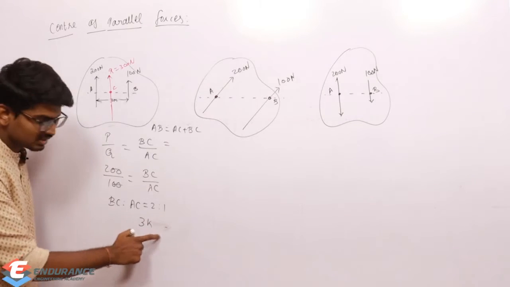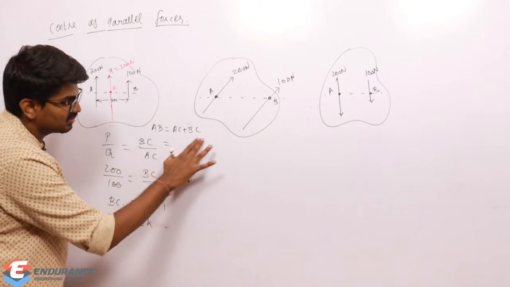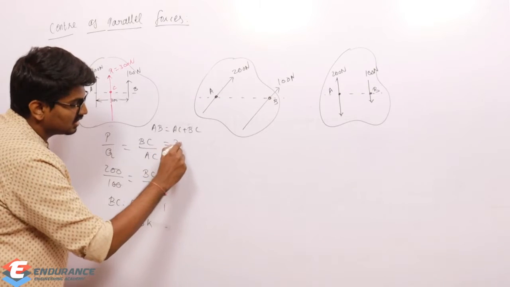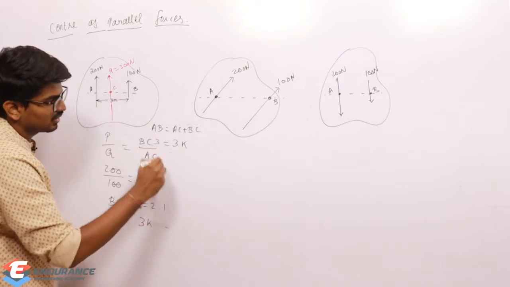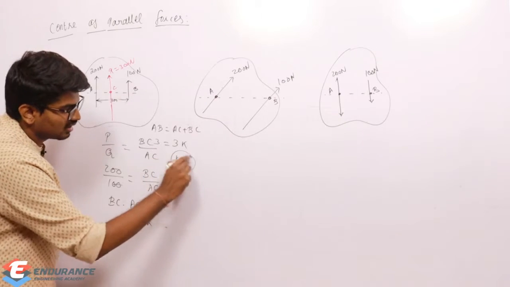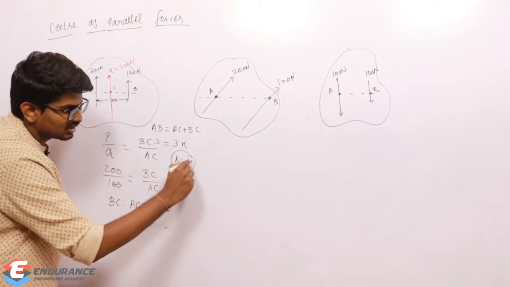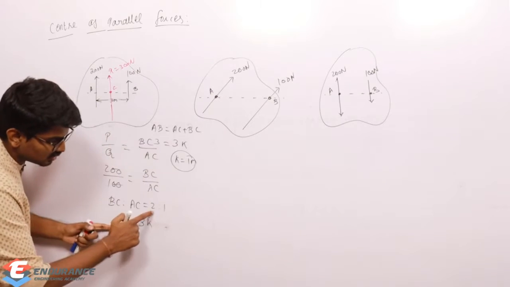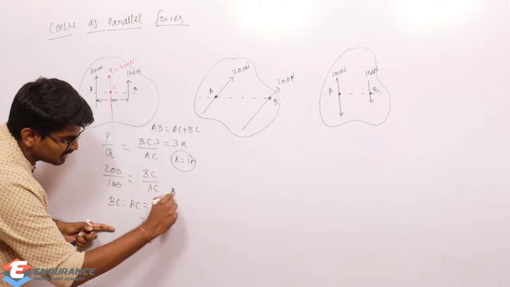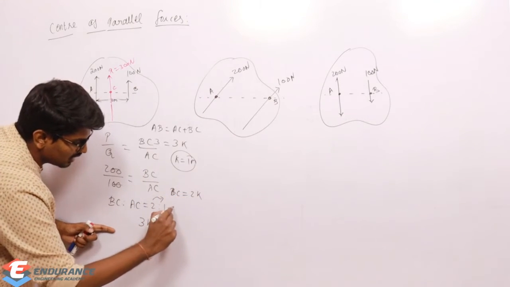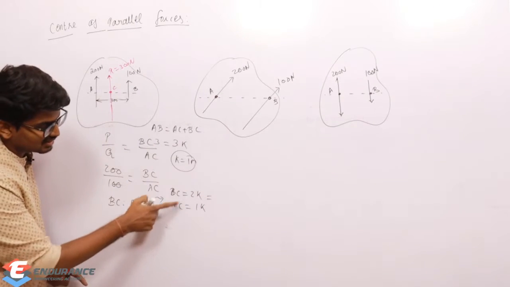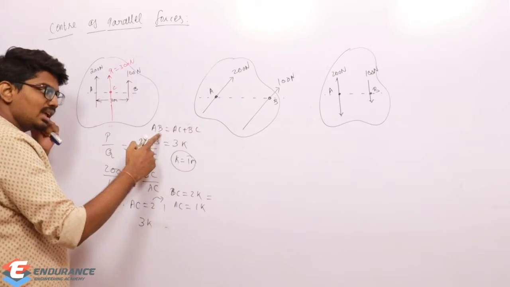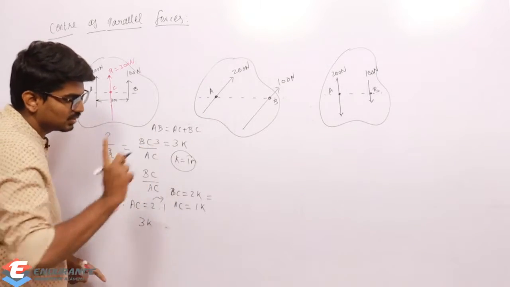Total units was 3 units, which means BC plus AC, that is AB, is 3 units, that is 3K. I already know AB is 3 meters. So K is equal to 1, which means 1 unit corresponds to 1 meter. So what will be 2 units? BC is 2K. AC is 1K, right? So BC plus AC, that is 3K, that is nothing but AB. So 3K is equal to 3, so K is equal to 1.